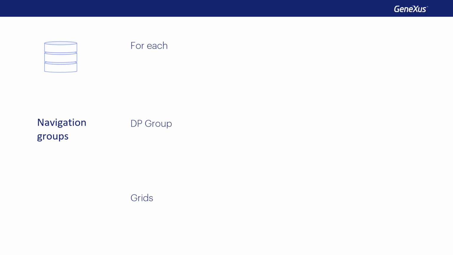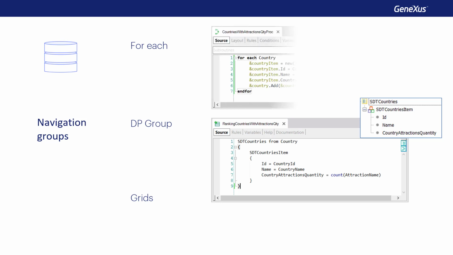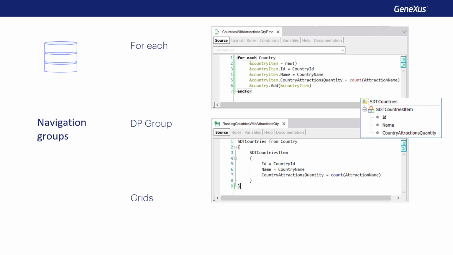Of course, there will be some differences. For example, the language of data providers is declarative and returns a structured output, so the body of a for each command is not programmed in the same way as a data provider group. However, the clauses that can be applied to it are almost the same.